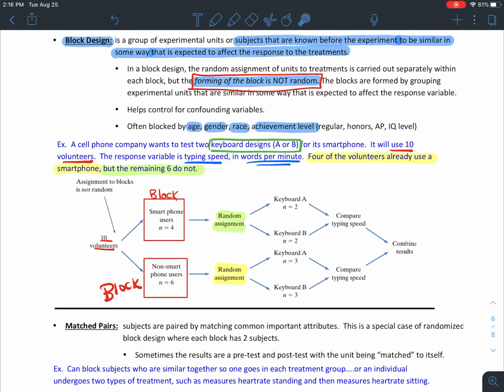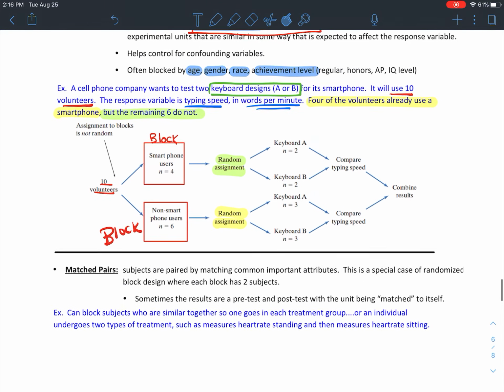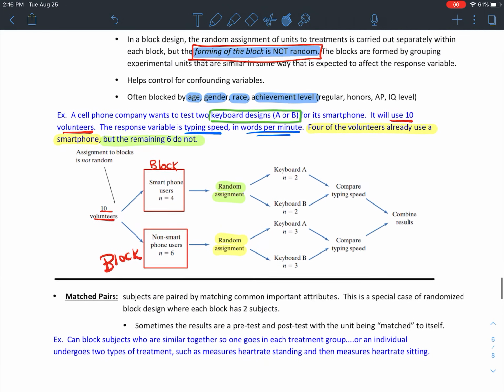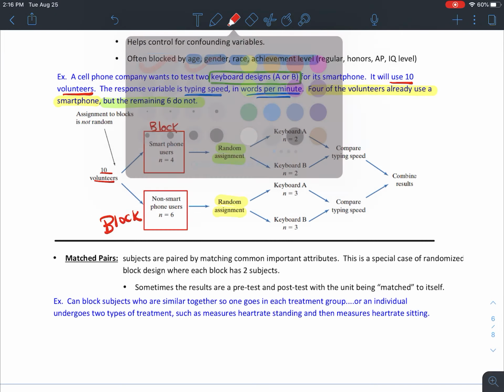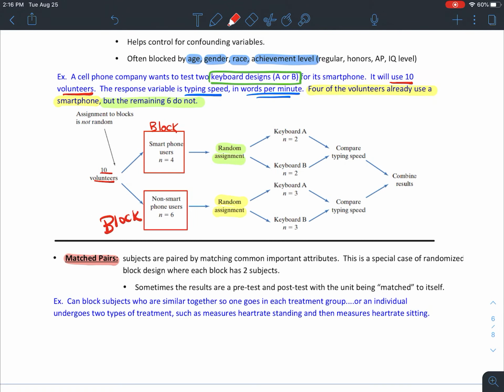But you could see how that would be an advantage of blocking: you would want to split those groups in half, so within each group, some of each are in each treatment group, okay? Now, a specific type of block design is called a matched pairs design, okay? Matched pairs. And this is when one of 2 things happen.